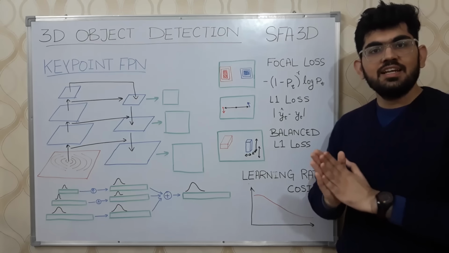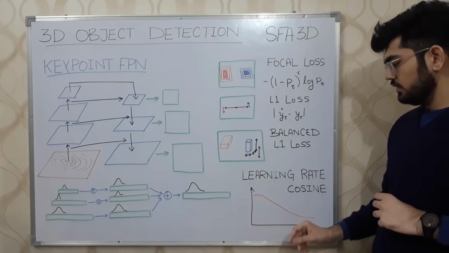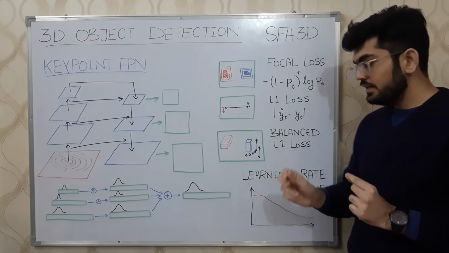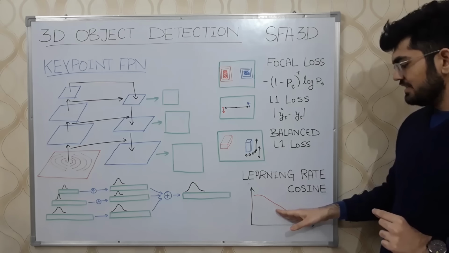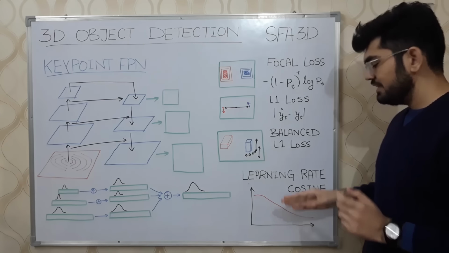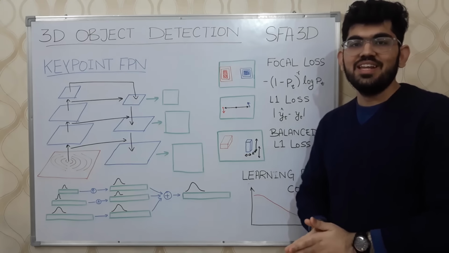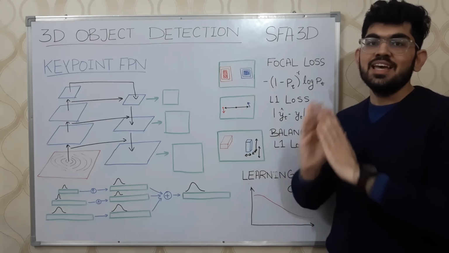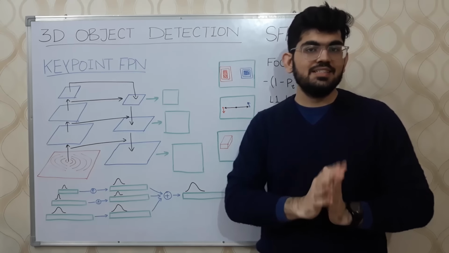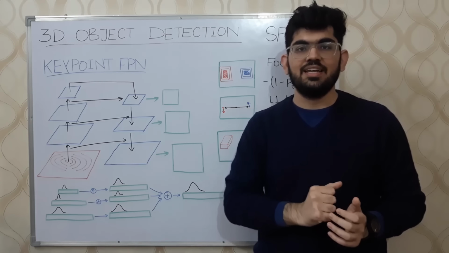The graph of the learning rate in cosine annealing looks something like this. Towards the start, the learning rate decreases slowly. Towards the middle, the learning rate starts decreasing in a linear fashion. And towards the end, the learning rate decrease again starts to slow down. The combination of all these three components is what constitutes the SFA 3D technique. Alright, so these are all the technical details there are to discuss for the SFA 3D technique.